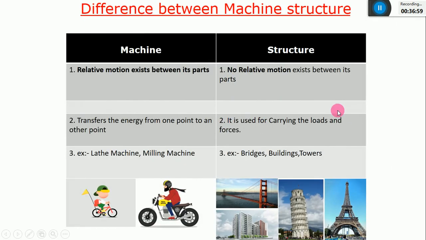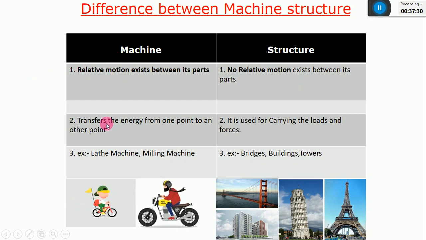Finally, I'll do the comparison between a machine and a structure. As explained, a machine is nothing but a group of so many mechanisms, and it has relative motion between each part. There should be some movement, some relative motion, then only I can say that it is a machine. But in the case of a structure, it is a group of so many elements, but there is no relative motion between each part. It is the first difference.